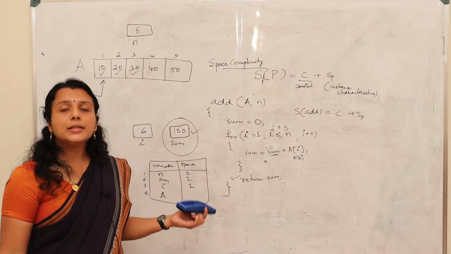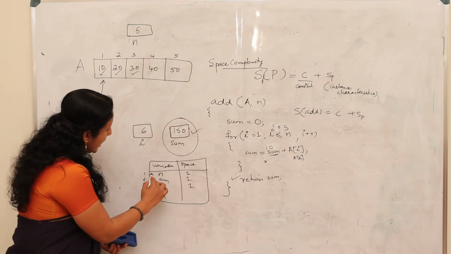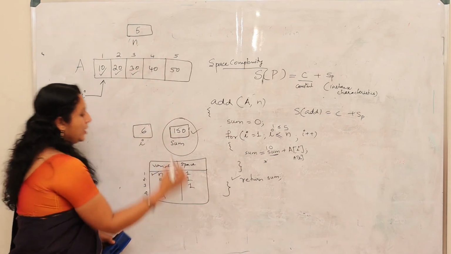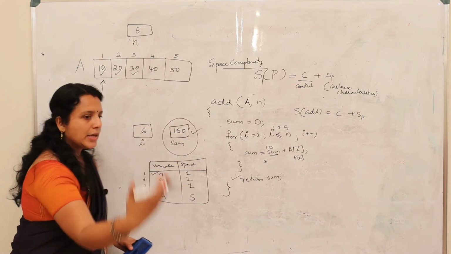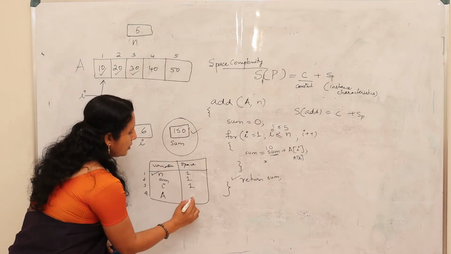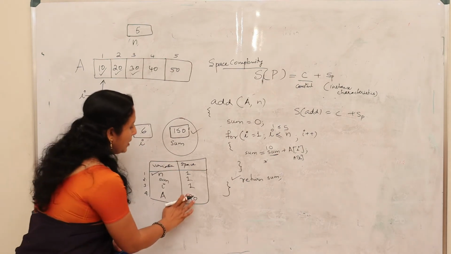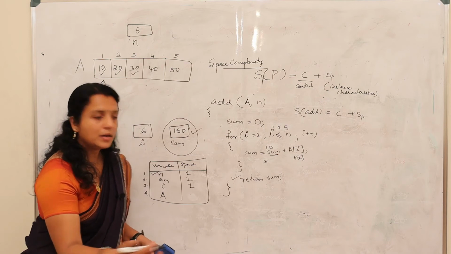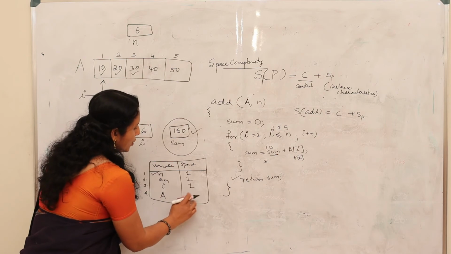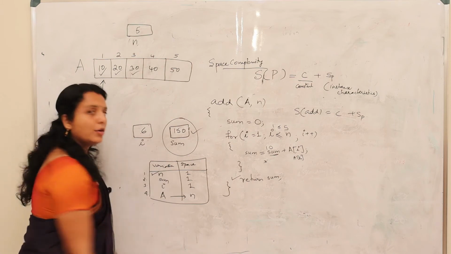This array A is completely depending upon which factor? The array A is completely depending upon the n factor. For this algorithm, the n value is 5, so your array size is 5. Next time another programmer comes, the n value he provides is 20, so your array size will be 20. Next time another programmer executes this program with n equal to 1 million, your array size will be 1 million length. So it is directly depending upon the value of n.